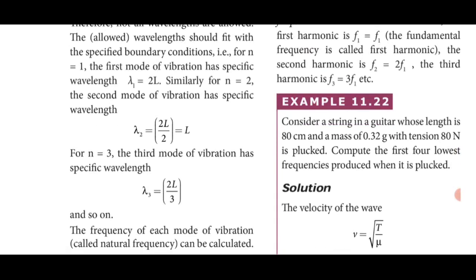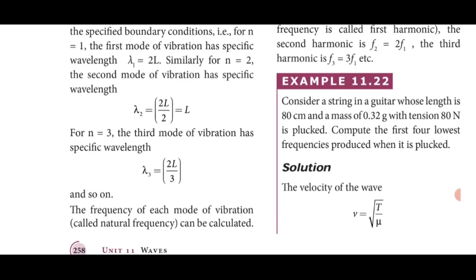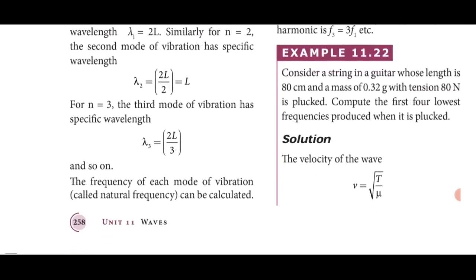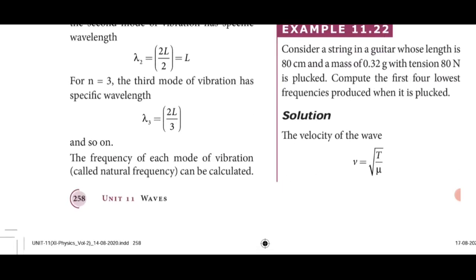For n is equal to 1, the first mode of vibration has a specific wavelength, lambda 1 is equal to 2L. When we substitute n is equal to 2, the second mode of vibration has wavelength lambda 2 is equal to 2L by 2, which is the same as L. For n is equal to 3, we get 2L by 3, and that will go on up to the n values.